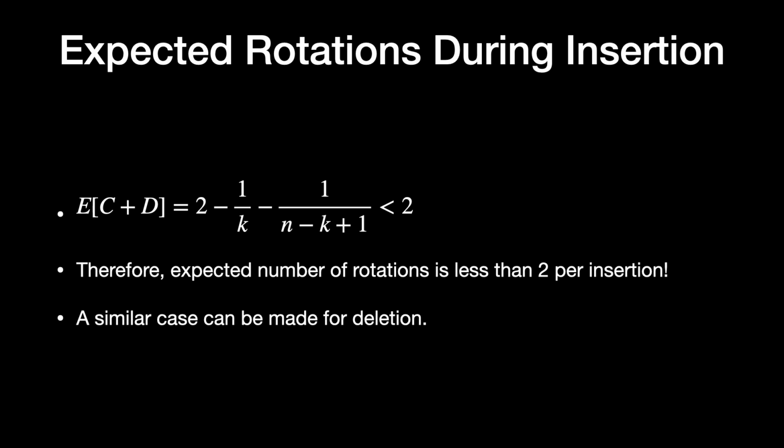A similar case can also be made for deletion, but the overall point is that randomized treaps require very few rotations. This brings me to the end of the lecture.